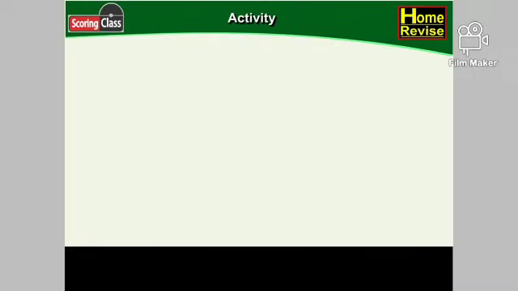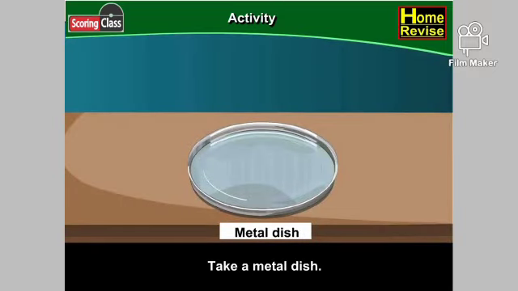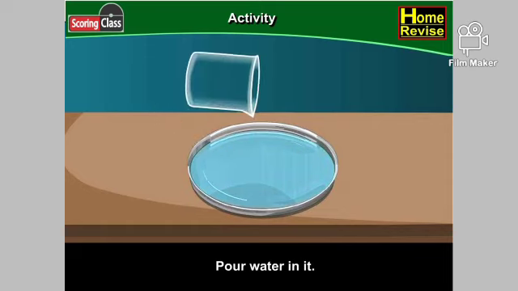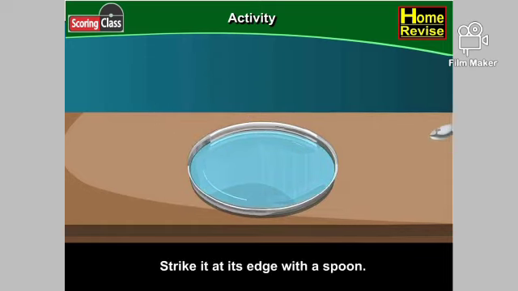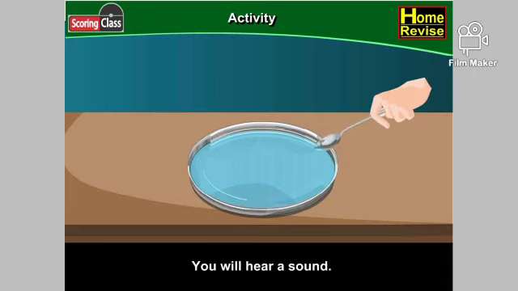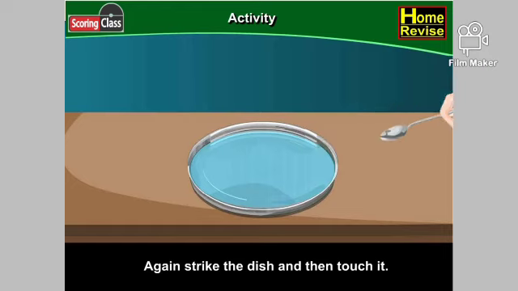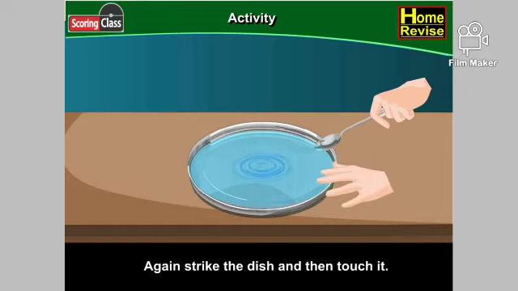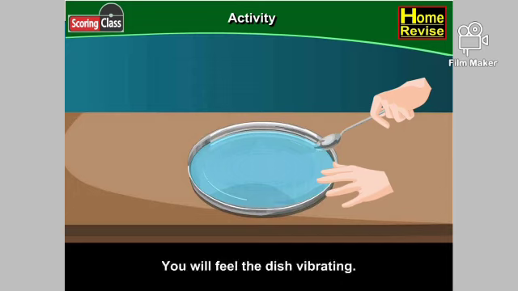Let us do another activity. Take a metal dish. Pour water in it. Now strike it at its edge with a spoon. What will you hear? Well, a sound. Again, strike the dish and then touch it. You will feel the dish vibrating.